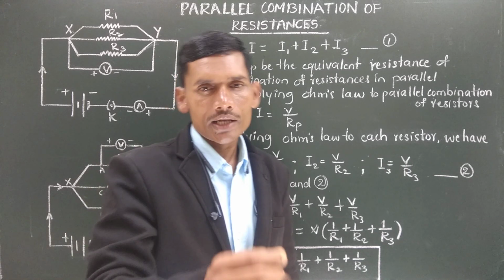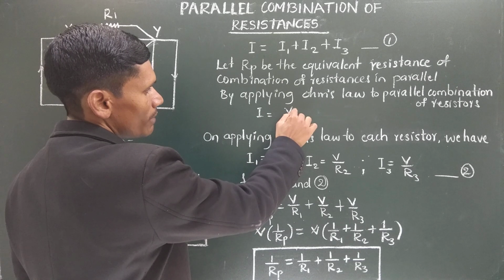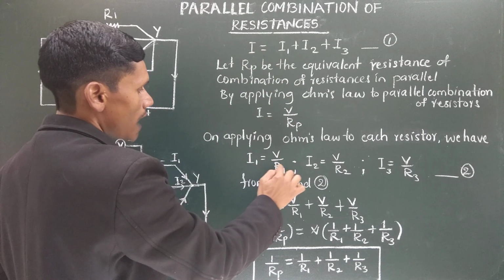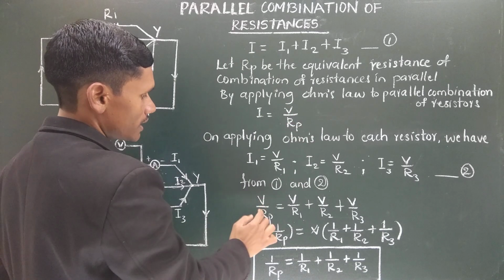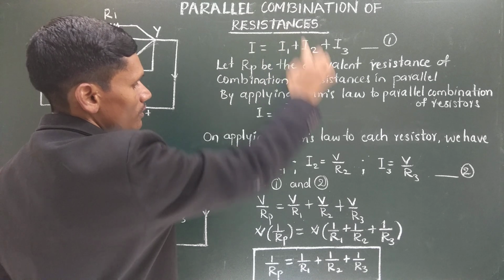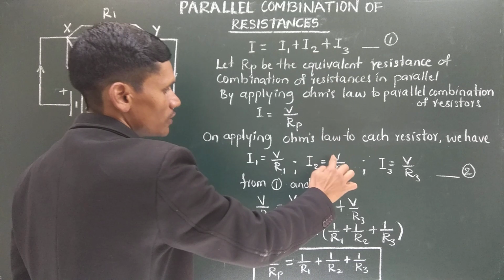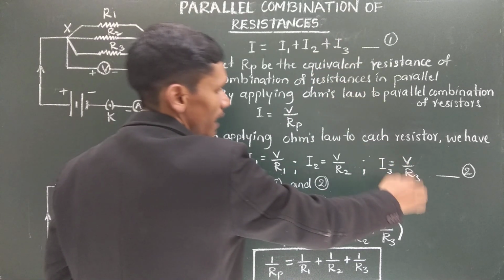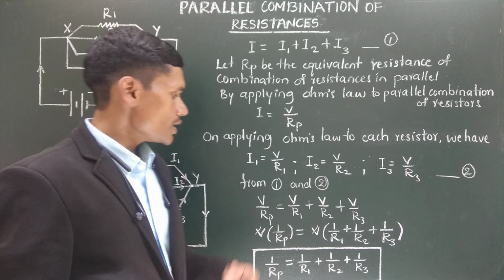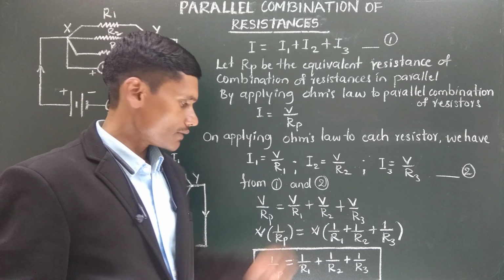From equations 1 and 2, see what we are doing here. I is equal to phi by Rp, so in place of I, I am writing phi by Rp. Phi by Rp is equal to I1, which we write as phi by R1, plus I2, which is phi by R2, plus I3, which is phi by R3. After all these substitutions, we get phi by Rp is equal to phi by R1 plus phi by R2 plus phi by R3, right?